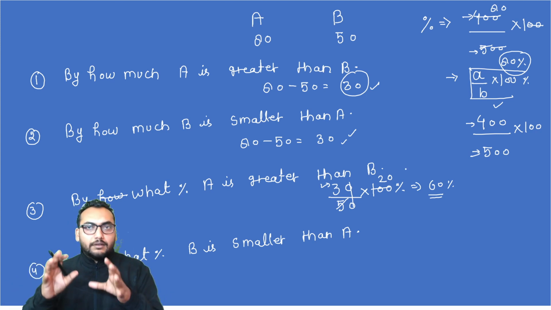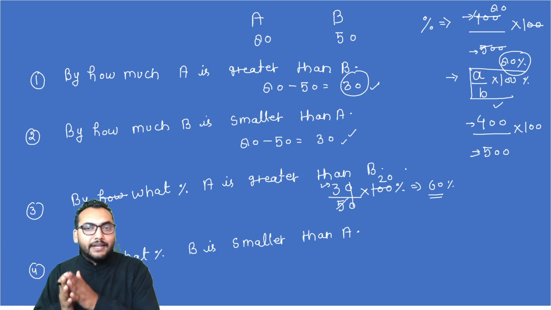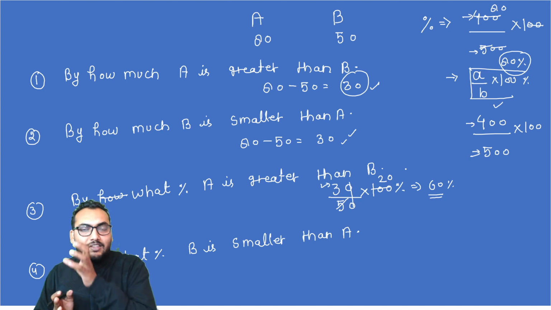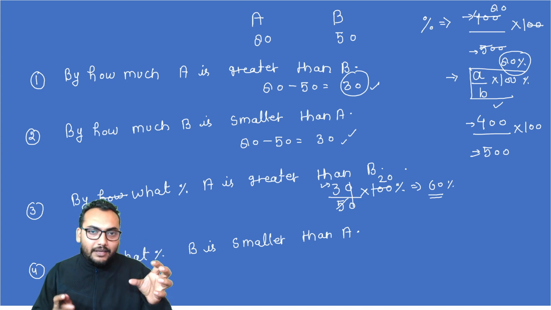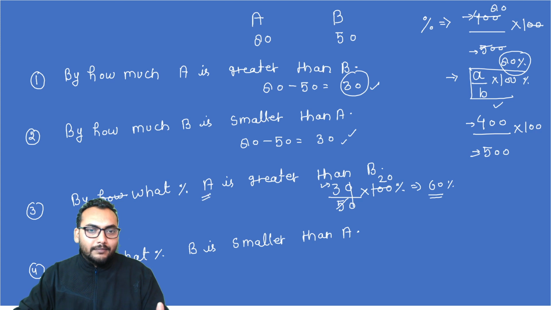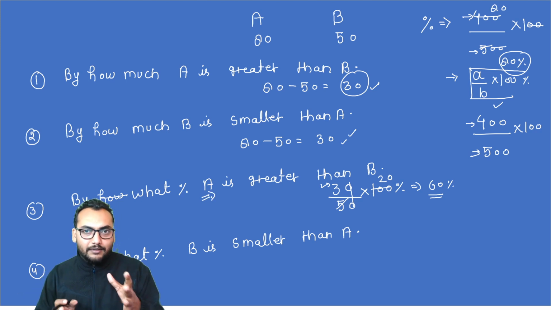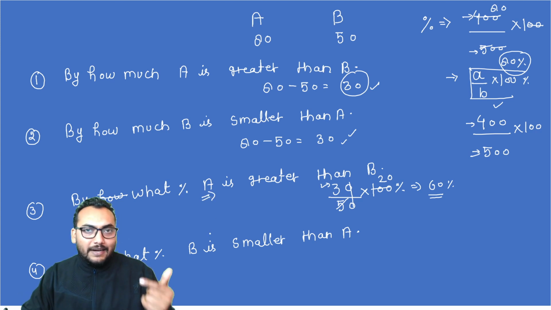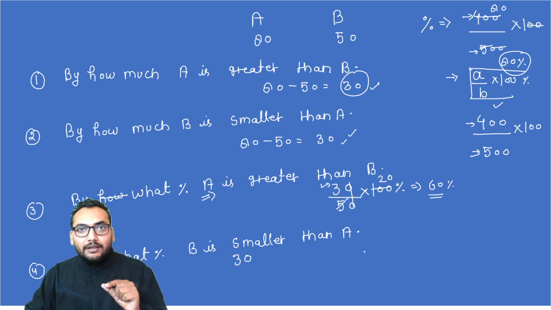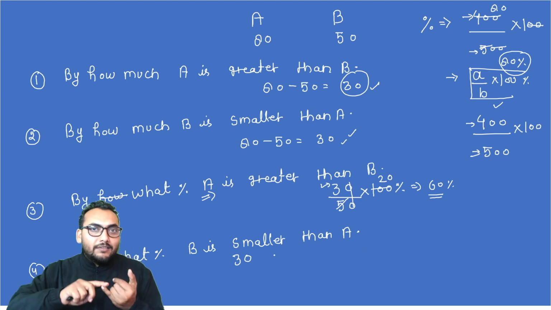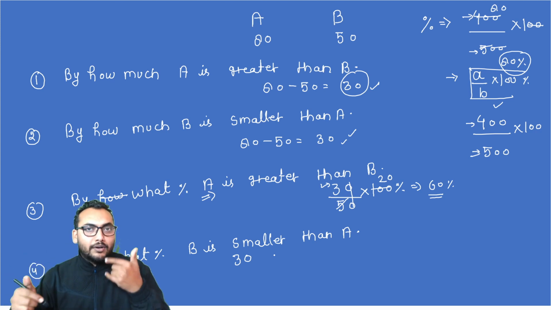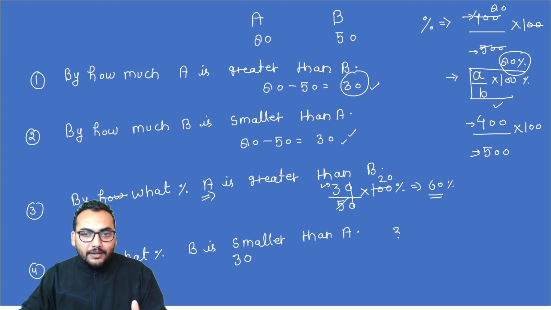If B is 100%, so 60% out of B will be the greater portion, that is A, right? Now in the same way, if I want to know by what percent B is smaller than A, we know that B is 30 smaller than A. Now what we want to know is by what percent B is smaller than A. That means B is 30 smaller than A.